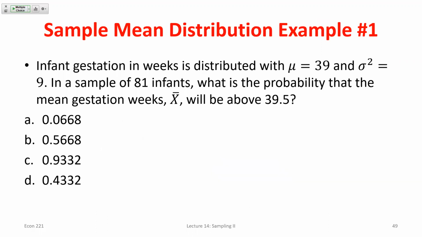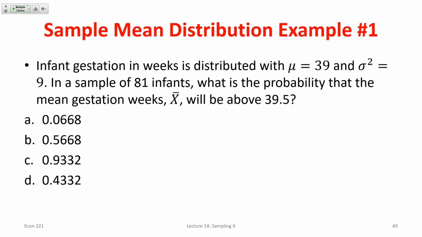So what if we wanted to do this one? Actually, I'll have you guys work... well, we'll talk about it. I've got the length of pregnancy, or gestation weeks, and the population mean is 39, the population variance is 9. If I take a sample of 81 infants, what's the probability that the sample mean I see will be 39.5 or greater?